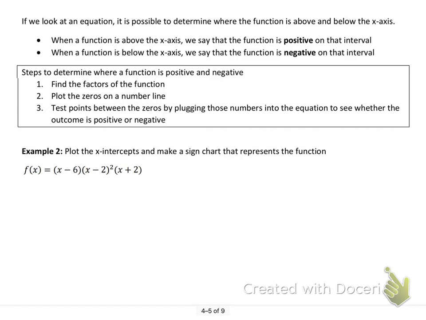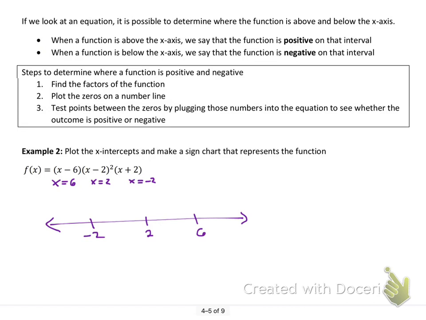To make a sign chart, we go ahead and find the zeros. So if x minus 6 equals 0, then x equals 6. If x minus 2 equals 0, x equals 2. And if x plus 2 equals 0, x equals -2. We're just finding the zeros. Now we're going to take all those numbers and plot them on a number line. Remember, when you plot things, you plot it from left to right. My sign chart is just to tell me where it's positive and where it's negative. So I want to plot just those numbers: -2, 2, and 6.